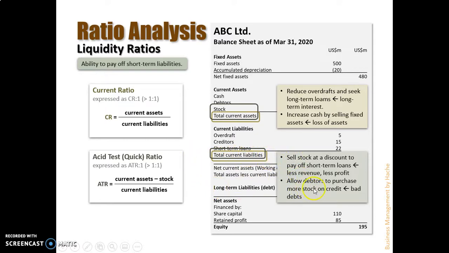And finally, you can allow debtors to purchase more stock on credit. So you can increase your debtors, but this again would affect your business by keeping too many bad debts. So this is it for liquidity ratios.